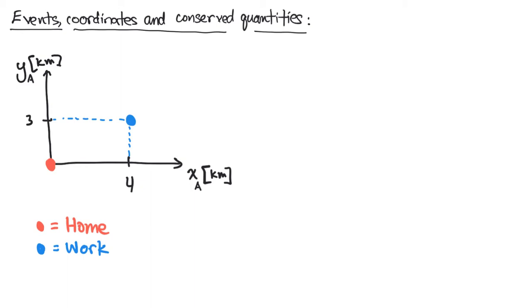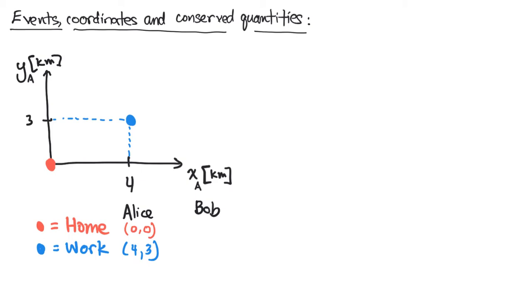So we actually can write this down. Let's say we'll say Alice, and then later we're going to introduce Bob. So I'm going to create a table here with Alice and Bob, and we're going to write down the coordinates that Alice assigns for each of these points. So Alice would say her home is at the origin, 0, 0, X, Y, and her work is at 4, 3, and these are units of kilometers, just to pick a specific case.